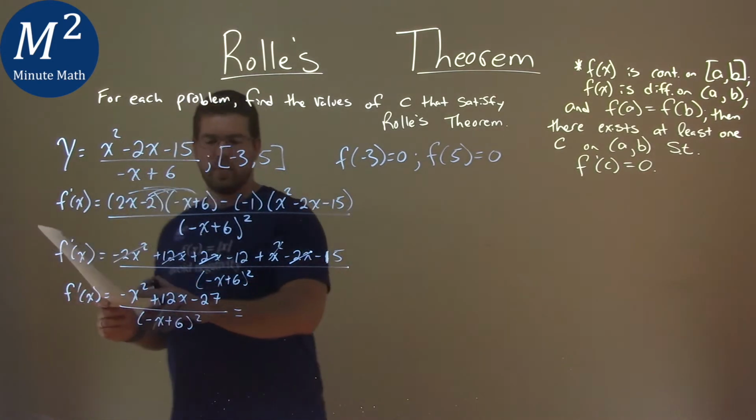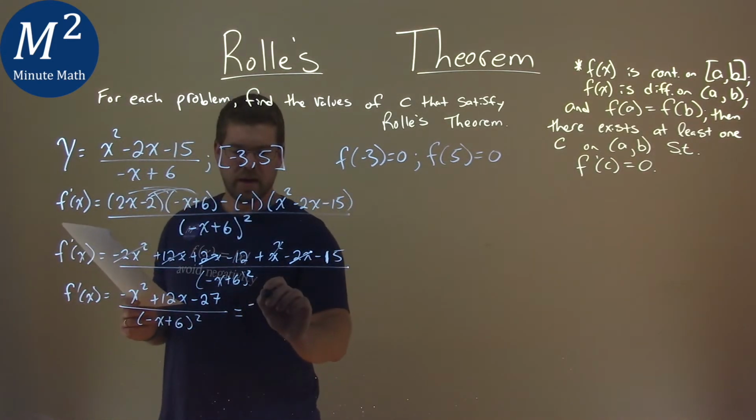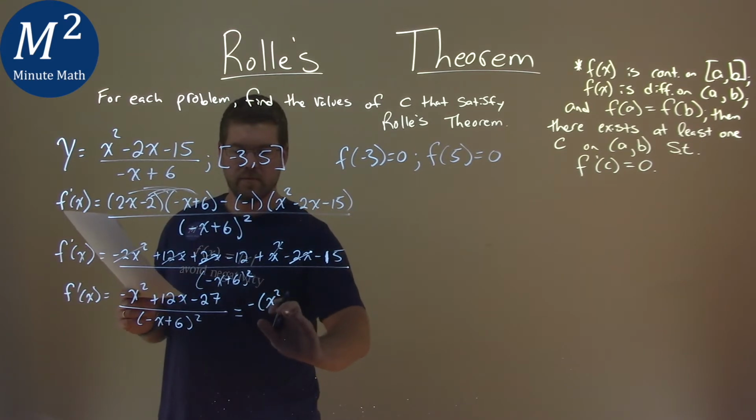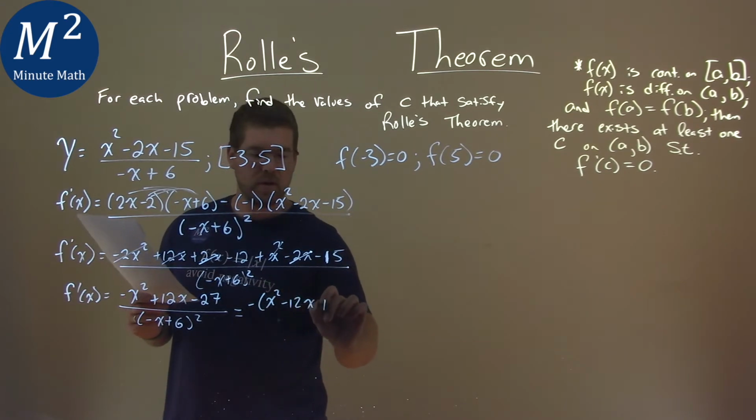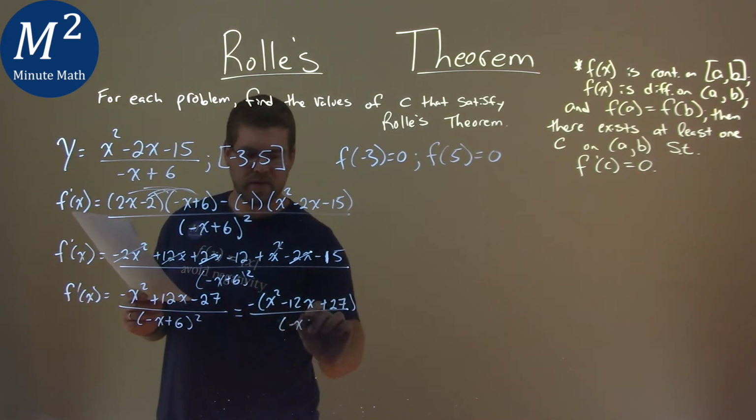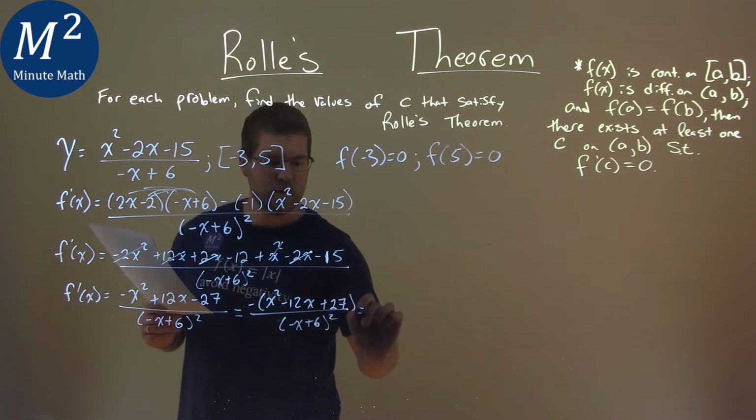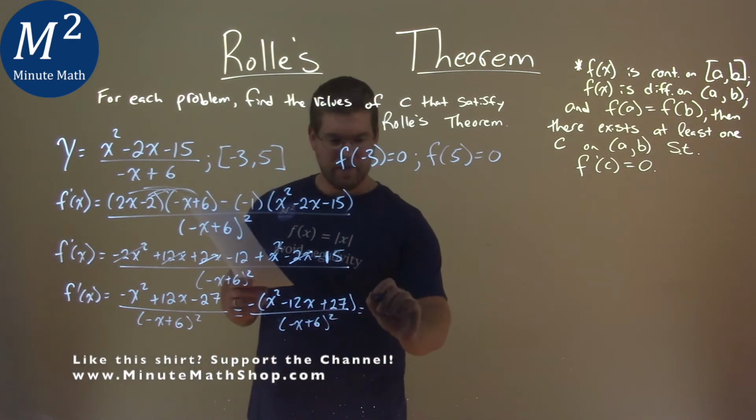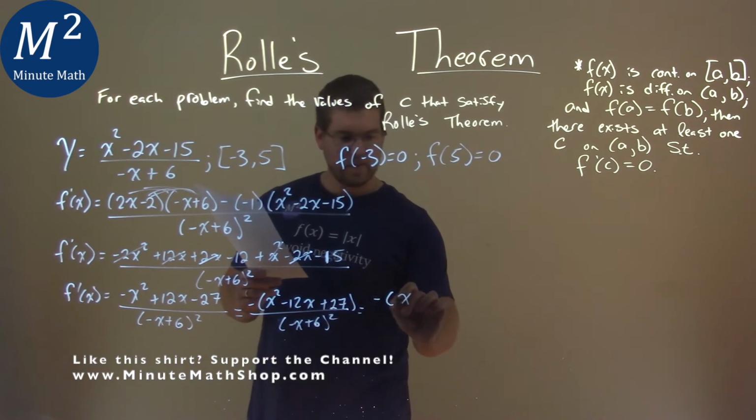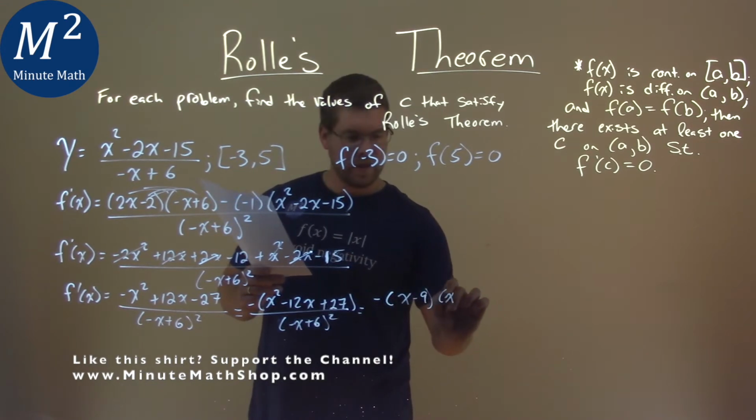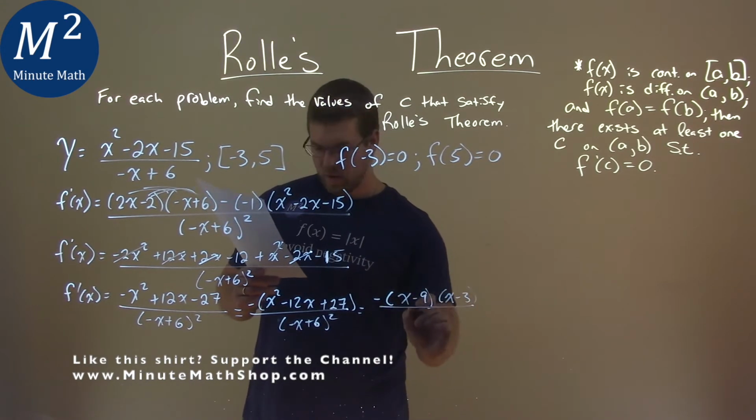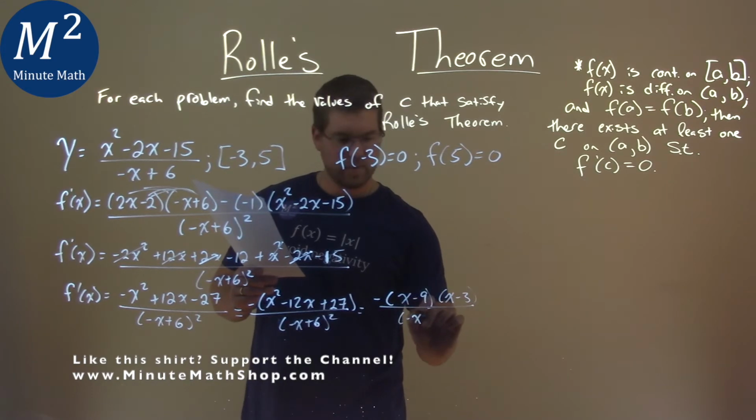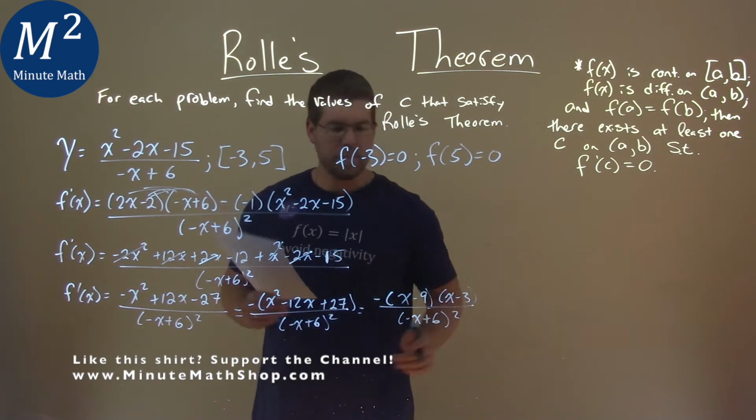Keep on going. I pulled out a negative in the numerator, so we have a negative out here. x squared minus, if I can do my math, 12x plus 27 over a denominator, which is the negative x plus 6 all squared. Keep on going, and that does factor out, and we have that factoring to be an x minus 9 times an x minus 3 over a negative x plus 6 all squared.